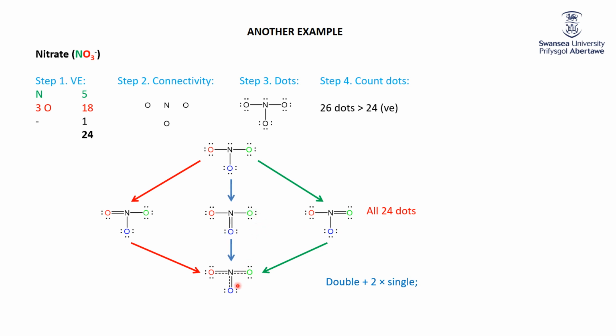So the overall bond order in this, right, will be 2 plus 2, right, the double plus 2 singles, over now 3, because we're averaging over 3 structures or 3 positions for the bonds, and we get that the bond order is 1.33 or 4/3.